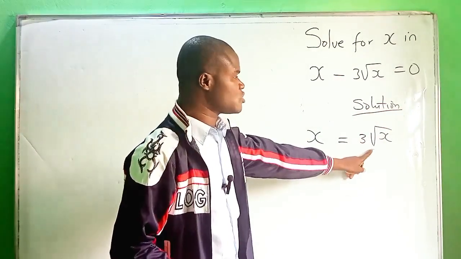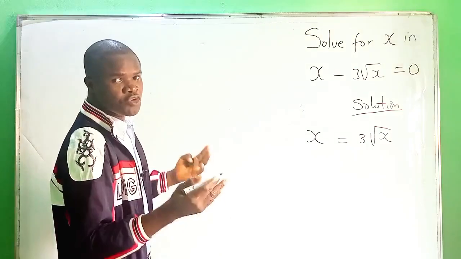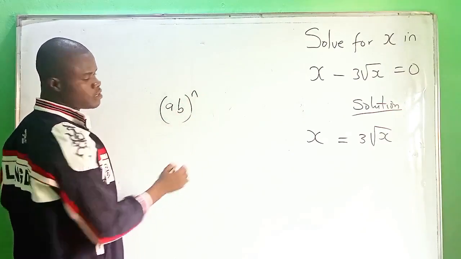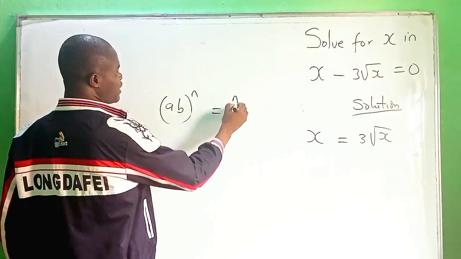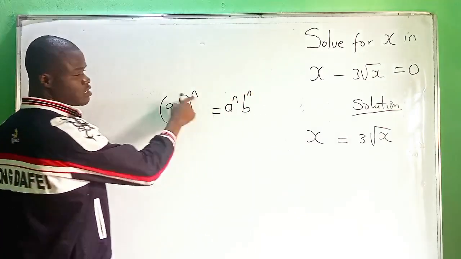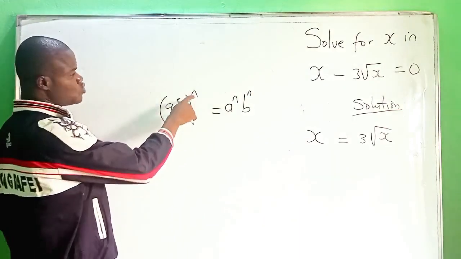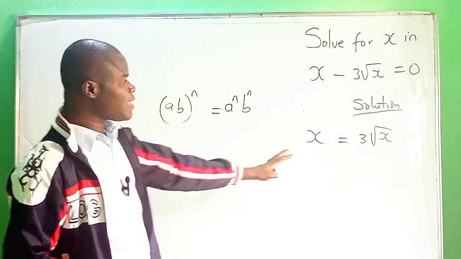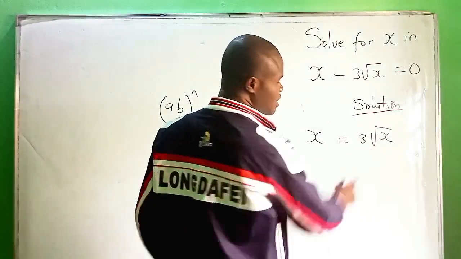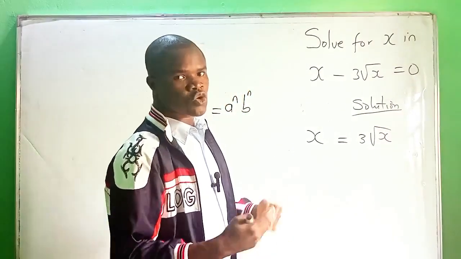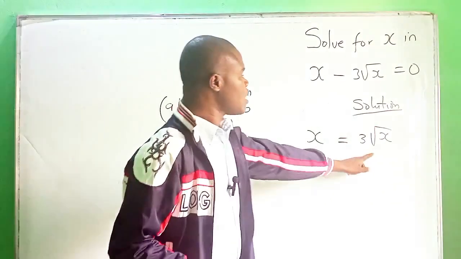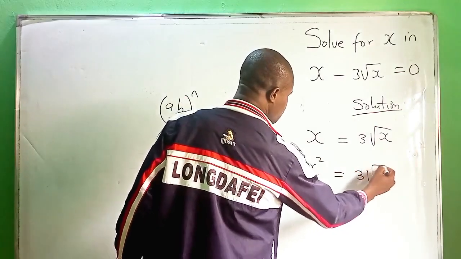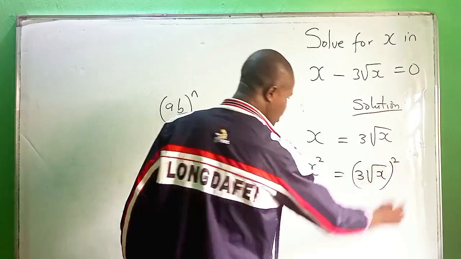Now the next thing to do, this is square root of x. In indices, if you have a, b, all raised to power n, this means a raised to power n, b raised to power n. Distribution of the power. This is the power law. You should distribute the powers to each of the variables inside the bracket. So apply the same thing here. This is square root of x. To remove the square root, we square both sides of the equation. So we're going to have x squared is equal to 3 root x all squared.